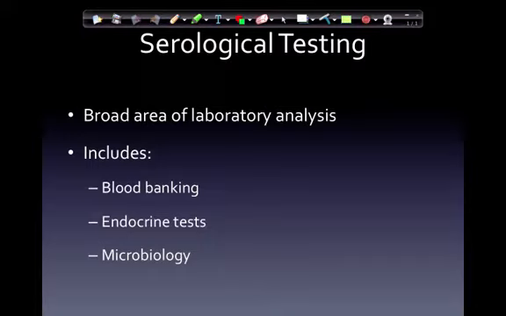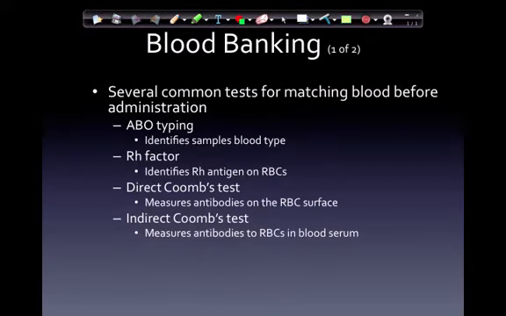Serological testing is a broad area of laboratory analysis, and it doesn't include just these areas, but these are the areas we're going to talk about, which are blood banking, endocrine tests, and microbiology. In blood banking, there are several common tests for matching blood before it's administered. One of those is the ABO blood typing and Rh factor, and this would be positive or negative. Most of us know our blood types as A positive, O positive. Well, the positive or negative is actually the Rh factor.